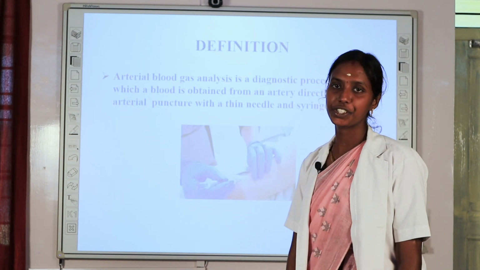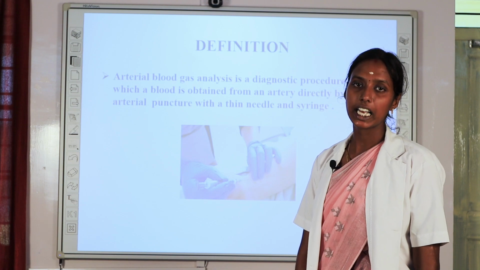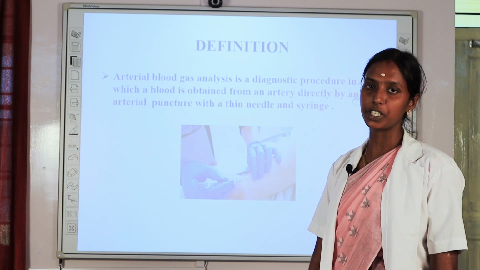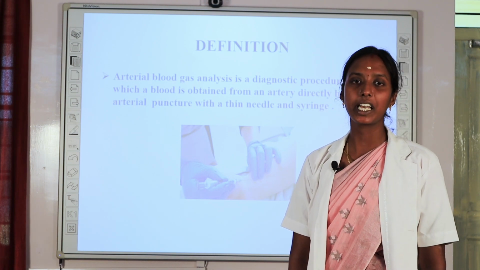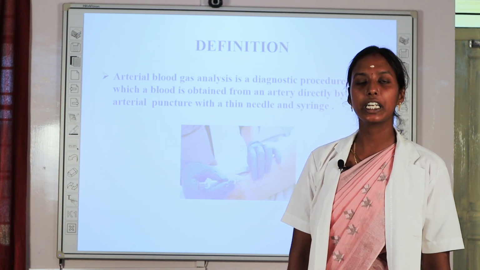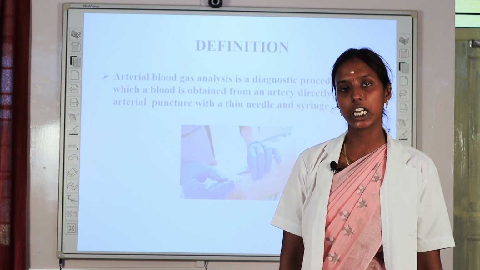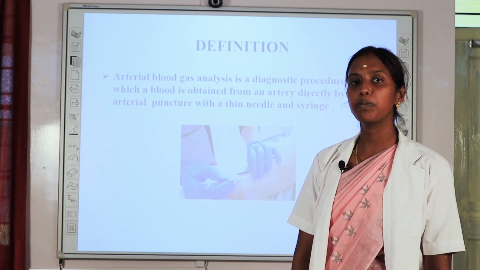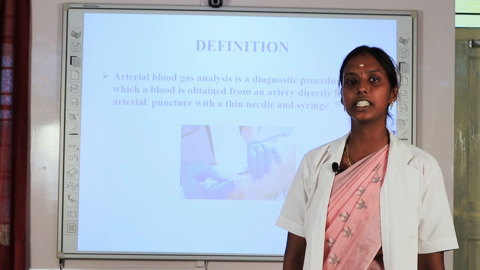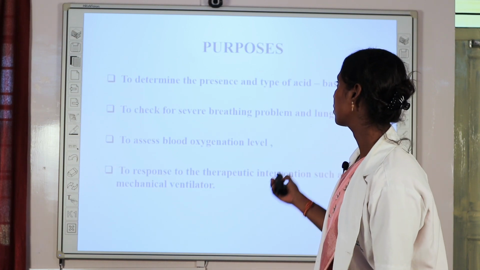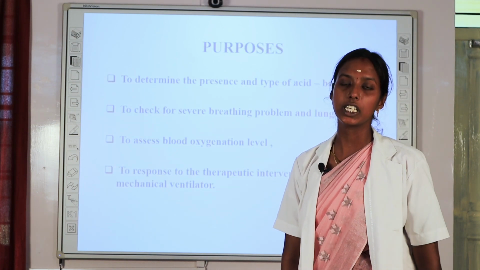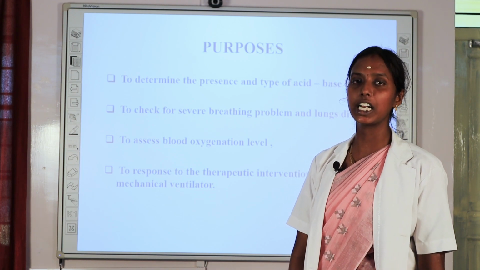Next is the definition. Arterial blood gas analysis is a diagnostic procedure in which the blood sample is obtained directly from the artery. It may be the femoral artery or the radial artery, with the help of a pre-heparinized syringe and needle. And next are the purposes or uses of ABG analysis.